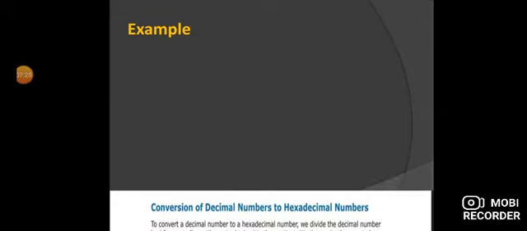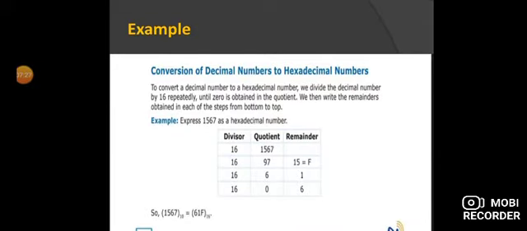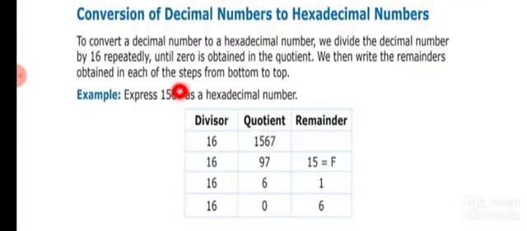Let's take an example. In this we see that how we convert decimal number to hexadecimal number. Suppose we have 1567 is a decimal number. We will make a table with 3 columns: divisor, question and remainder. You have to follow this type of table. Here we will take 1567 and we will divide it by 16 until we get 0.